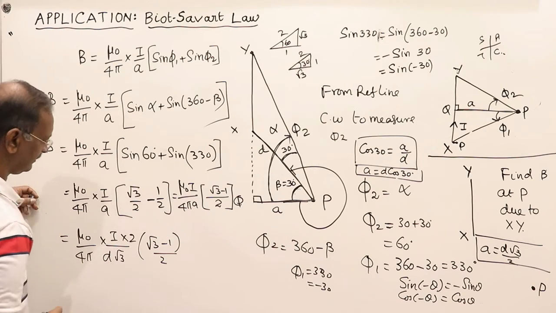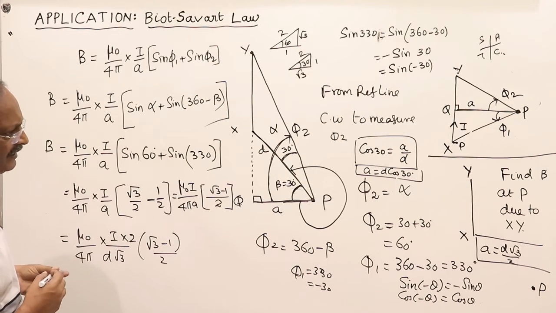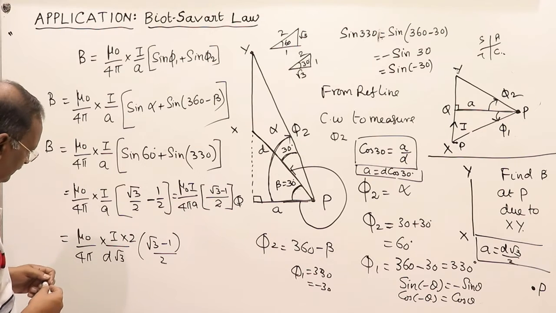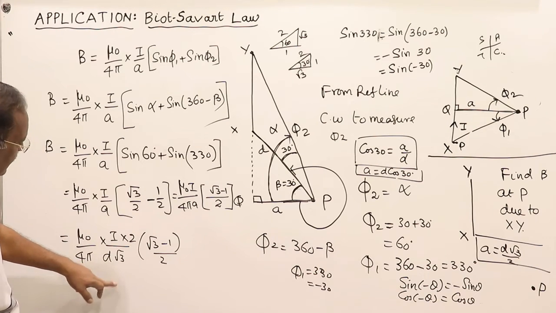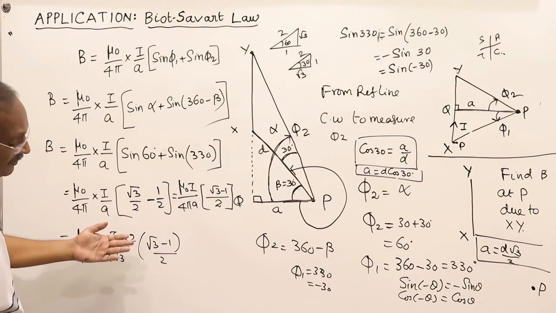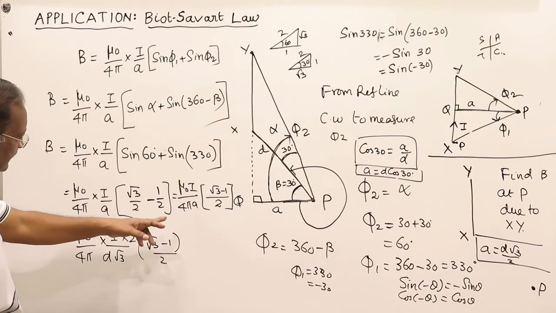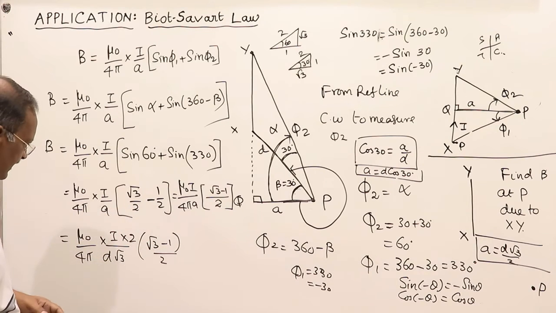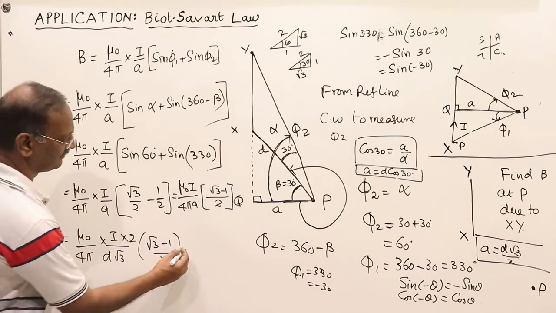So this and this, root 3 divided by 2. Am I right? Root 3 divided by 2. D into root 3 divided by 2 will go on the top. Then this is equal to root 3 minus 1 divided by 2. So further cancellation we can do.